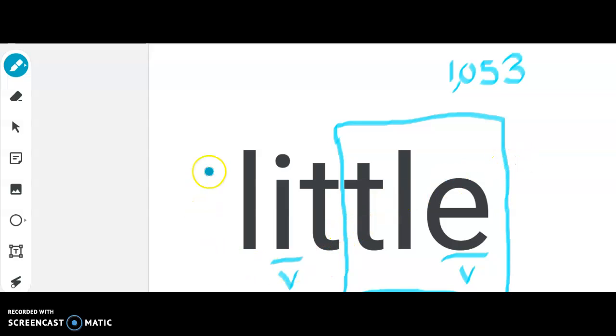So now I look at my first syllable and I see my vowel is closed in by a T. And when I have a closed in vowel, I know it's going to be short, or it should be short. So my first syllable says lit, and that's a closed syllable. My second syllable says tul, and it's a consonant LE syllable. So this word is little. So I'm going to go to the next word.